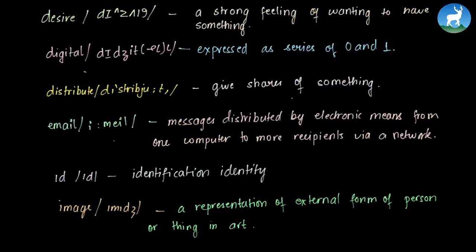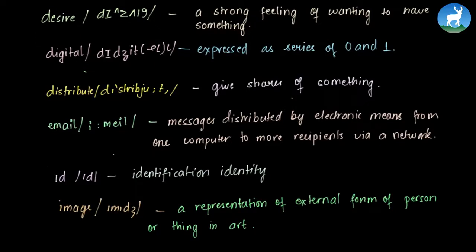Email comes next, and it means messages distributed by electronic means from one computer to more recipients via a network. After email comes ID, so ID means identification, identity. Then comes image. Image is a representation of external form of a person or thing in art. So notice that all these words are in alphabetical order.